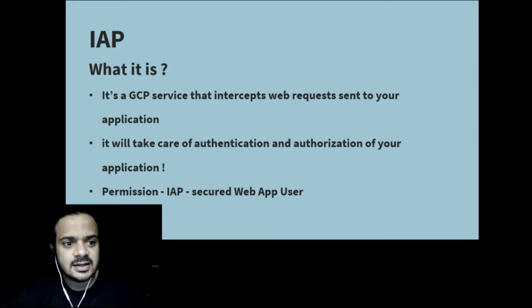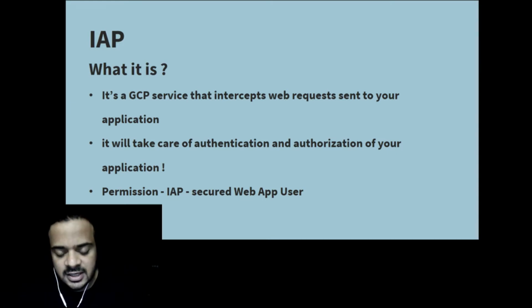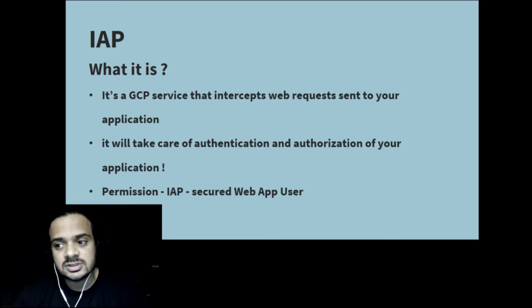What is it exactly? It's a GCP service that intercepts web requests sent to your application. So IAP will take care of authentication and authorization of your application. Let's say you have created this app for your organization, and it is only for a certain group of users. Now you don't want others to have access to it. So how will you go about this?